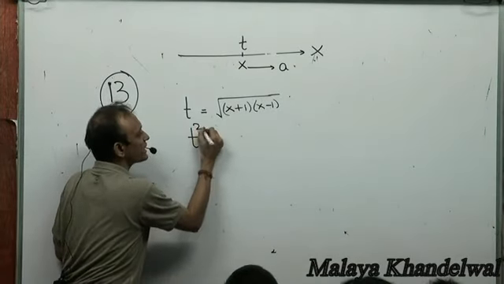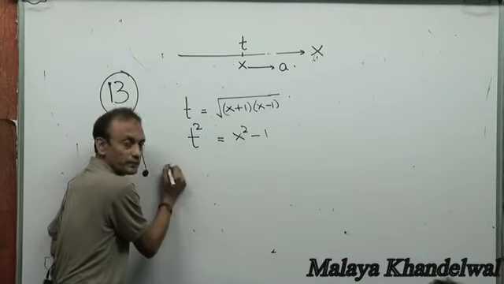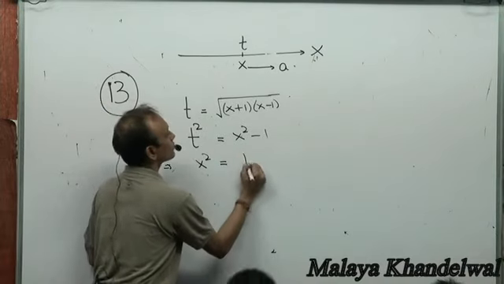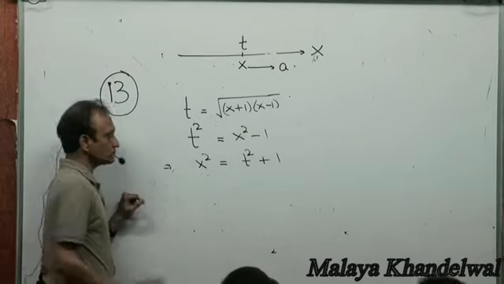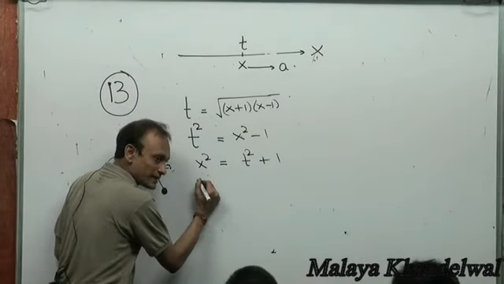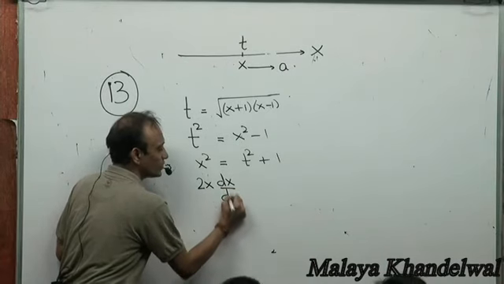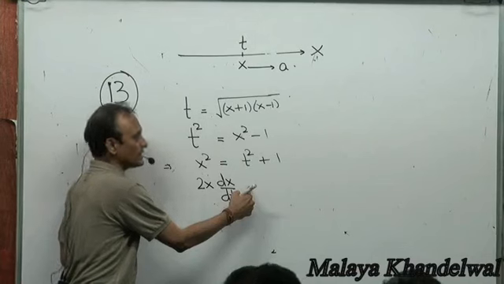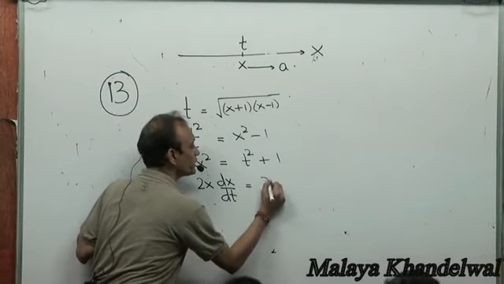t squared is x squared minus 1, right? Or x squared is going to be t squared plus 1. Differentiate both sides with respect to time. Chain rule, 2x dx/dt, yes or no? Do you understand what I have done here? 2x dx/dt, isn't it? That's equal to 2t.